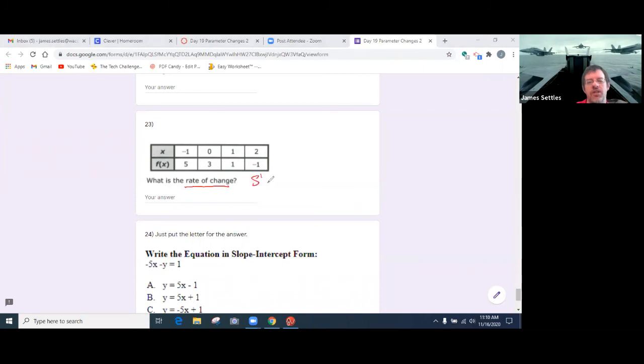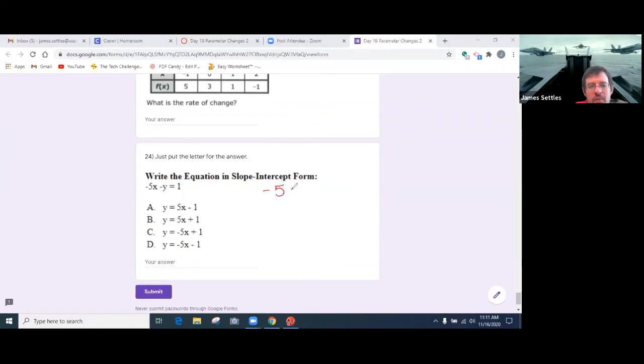So rate of change is also slope. And so we're going to subtract the y's first. The hardest part of this is the y's are on the bottom, but up here they're on top. And then the x's go on the bottom, so -1 minus 0. And if we put this in the calculator, wait, that's a +5 there, isn't it? Sorry. So if we do 5 minus 3 and then -1, that would give us a -2 as an answer. So the answer is -2.